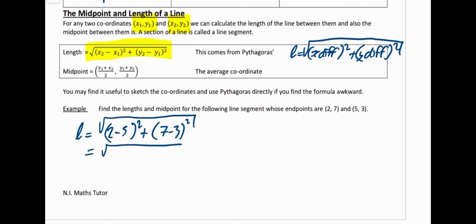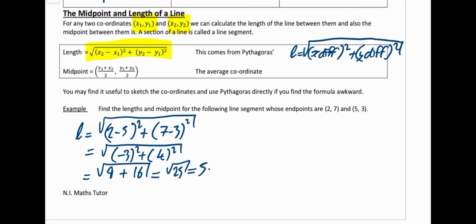If you do that out, that's going to be the square root of 2 minus 5 is minus 3 squared, 7 minus 3 is 4 squared. When you do that, just be careful to use the brackets on your calculator, if you're showing all your working out. Minus 3 times minus 3 is going to be 9, and 4 times 4 is going to be 16, and that works out to be root of 25, which is 5, and we don't know what the units are, so we'll say 5 units.